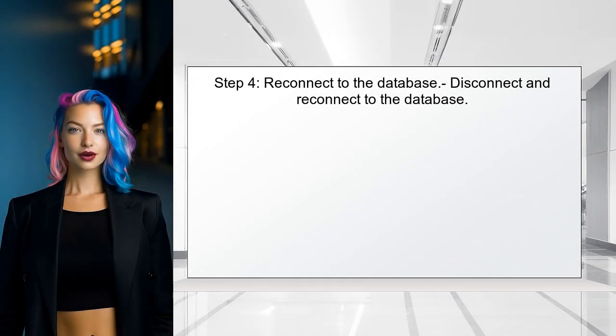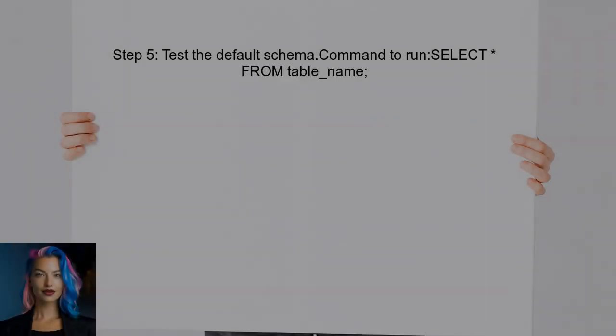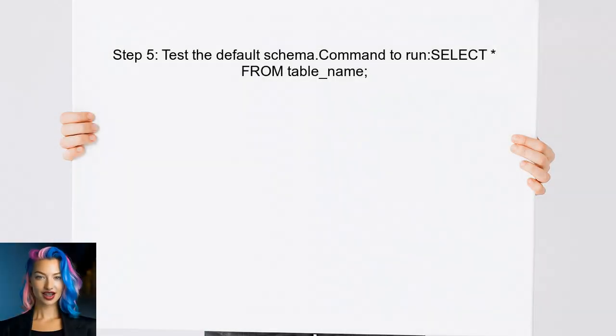After updating the search path, the user should reconnect to the database to ensure the changes take effect. This is crucial for the new settings to be applied. Finally, the user can test the default schema by running the select statement again. This time, it should work without specifying the schema name.